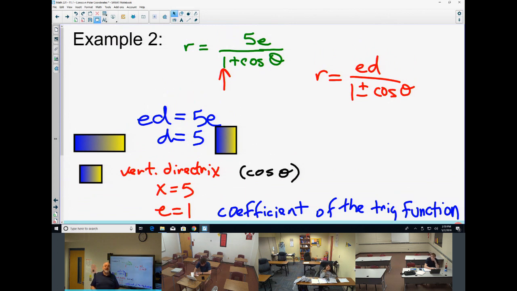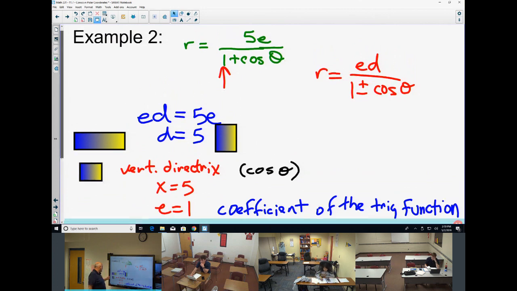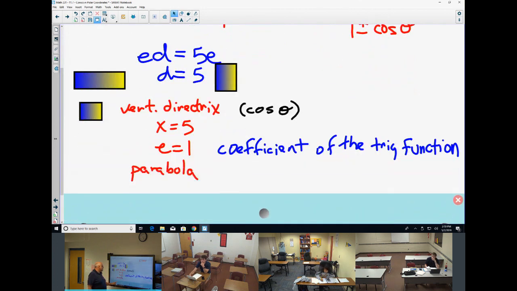All right, now the next thing we do is based on that, look at what we had on the front, in the bottom of the front column on the front page, and say if we have an e of 1, then what kind of conic section is it? Parabola. It is a parabola. And so we get that based on what e is. Okay?